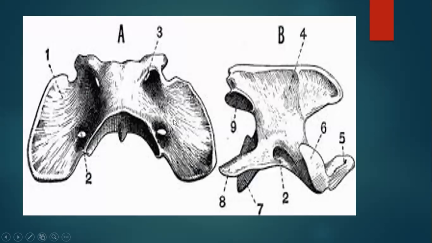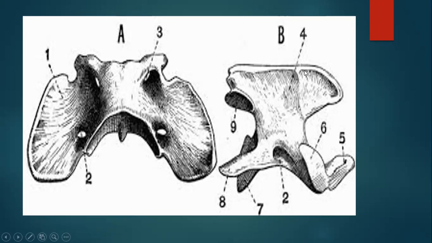So this is the atlas, and you have the axis. This is the wings of the atlas. As mentioned, it doesn't have any body, and it does not have a spine. So it is atypical, different from the other vertebrae.